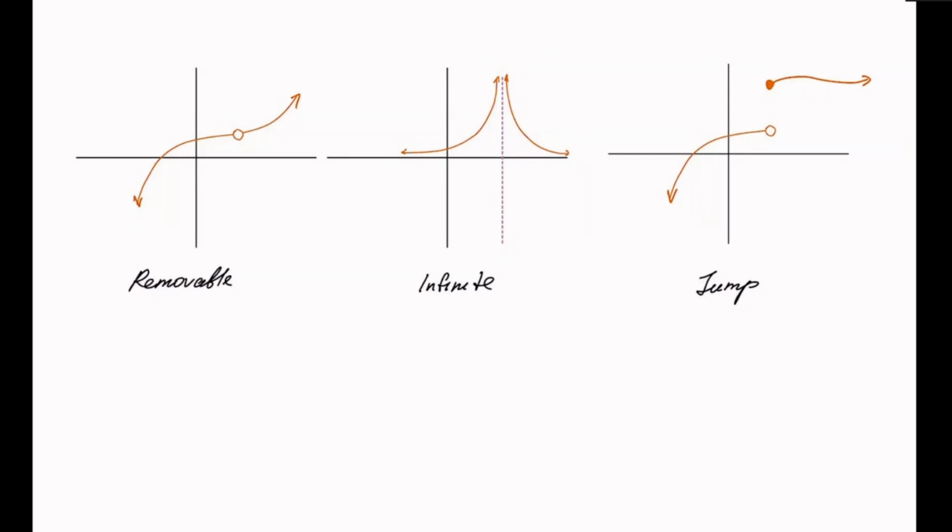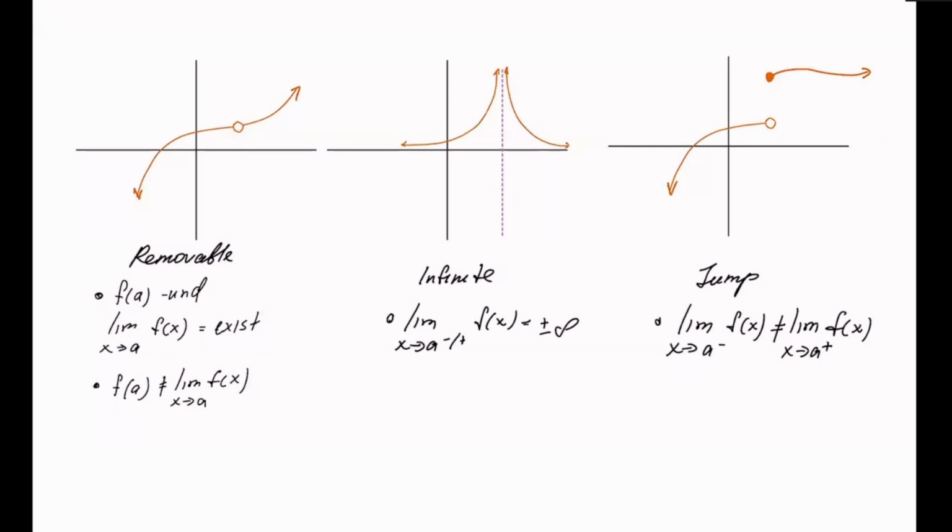Before we move on to different types of functions, let me explain the three main types of discontinuity you'll encounter. First one, removable discontinuity. This occurs when the limit of f of x as x goes to a exists, but either f of a is undefined or f of a is not equal to the limit of f of x as x goes to a. We call it removable because we can remove the discontinuity by redefining the function at that single point.